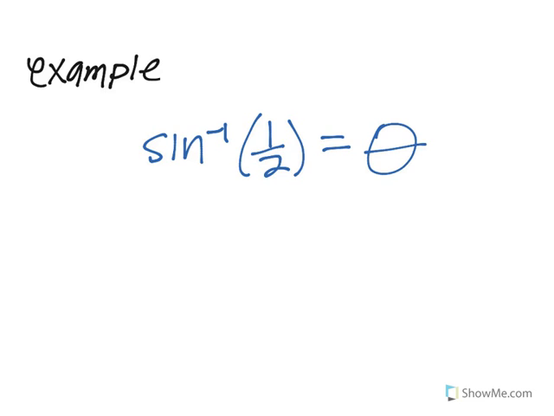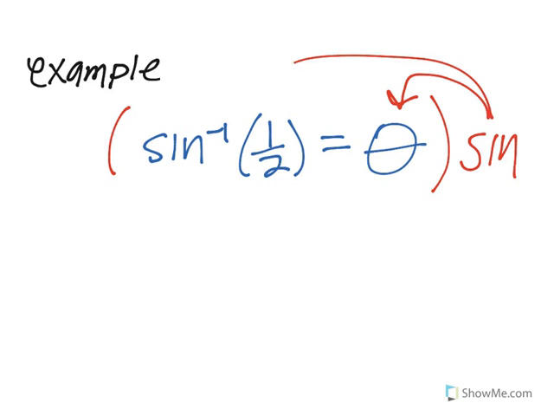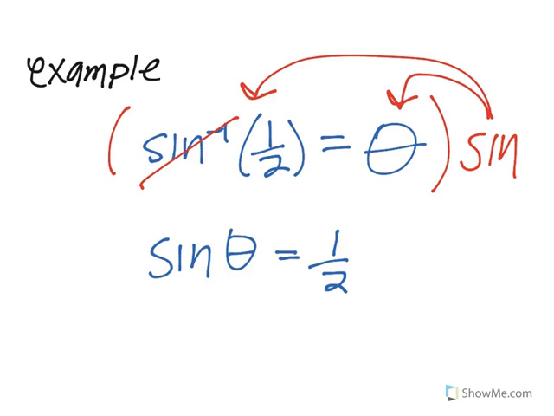In our first example, we have inverse sine of 1/2 equals theta, and we're trying to solve for theta. Multiply by sine, which goes into both sides of the equation and cancels out the inverse. This leaves us with sine of theta equals 1/2.